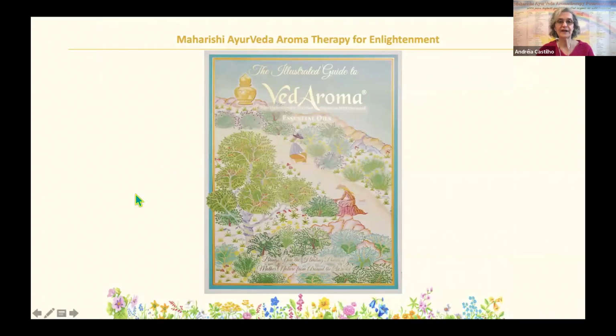This is the illustrated guide to Veda Aroma essential oils. We call it for short the Veda Aroma Guide. And it has information on how to use each essential oil, how to dilute each one, and any considerations, any precautions that you may need to take.